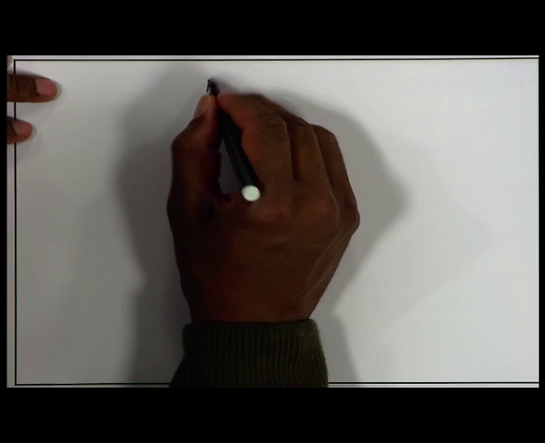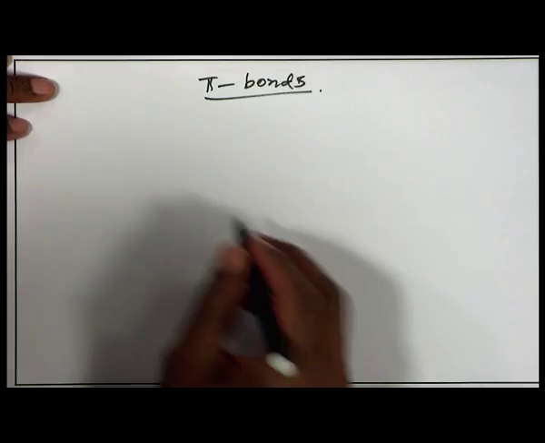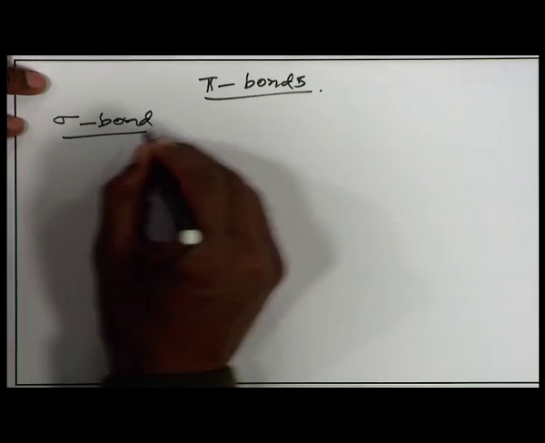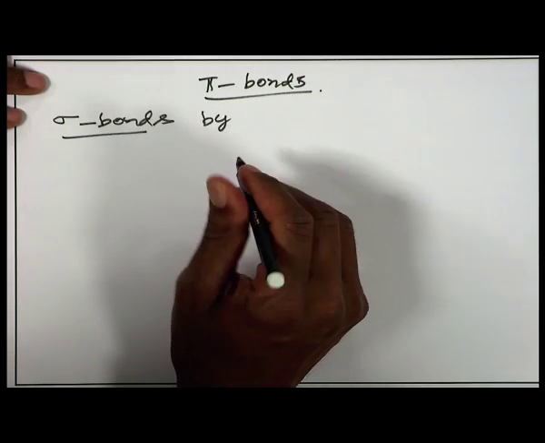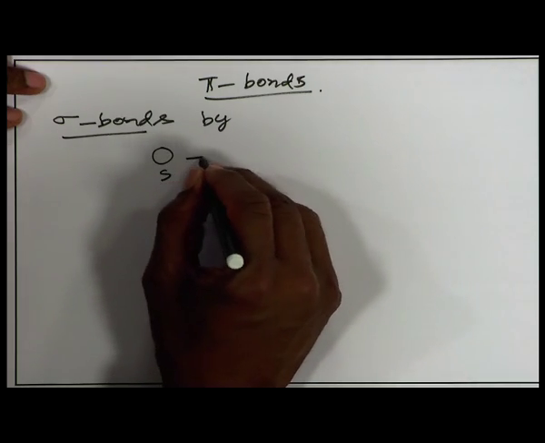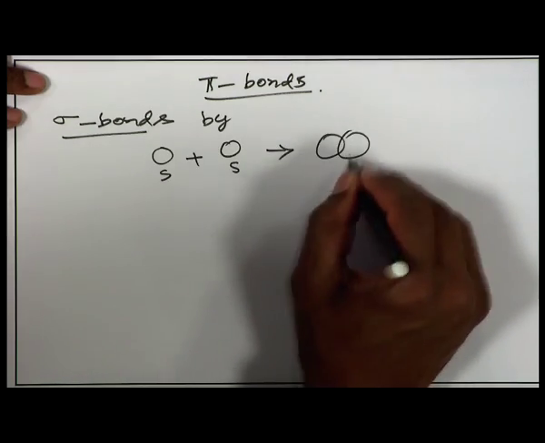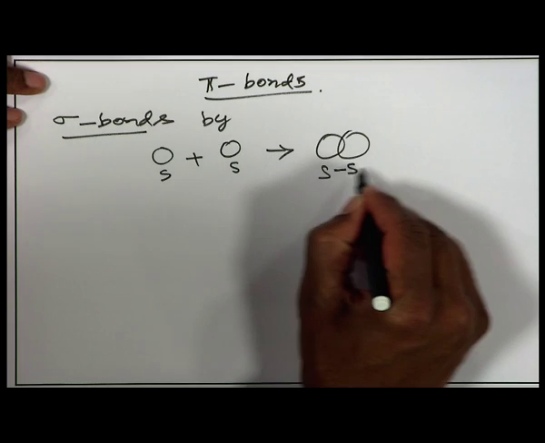Now, let us see pi bonds. So far we have seen sigma bonds. What are pi bonds? You know what sigma bonds are. Sigma bonds can form by overlap of atomic orbitals. Which are the atomic orbitals? An s orbital can overlap with another s orbital to give a sigma bond. So, this is a sigma bond, s-s overlap.